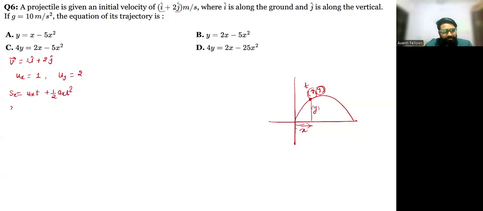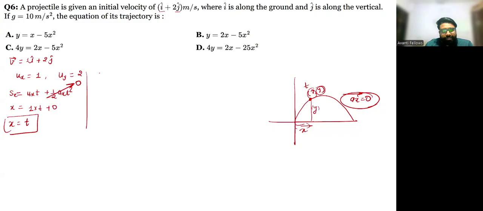Now Sx is nothing but x, which is ux into t, which is 1 into t, and since we do not have any acceleration in the horizontal direction, ax will be 0. So this whole term will become 0. x will become t.